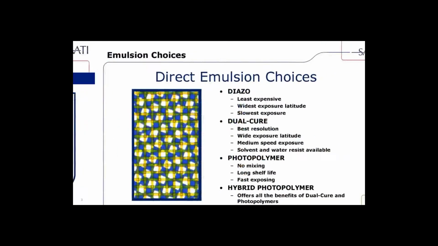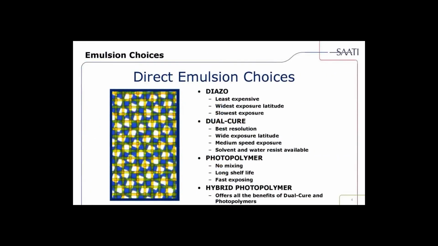And here we go. We're going to talk about emulsions at first. These are direct emulsion choices. Typically, there's 4 types most manufacturers make. The first and oldest would be diazo. These are the least expensive. They generally have a wide exposure latitude, and they do tend to be the slowest exposing.